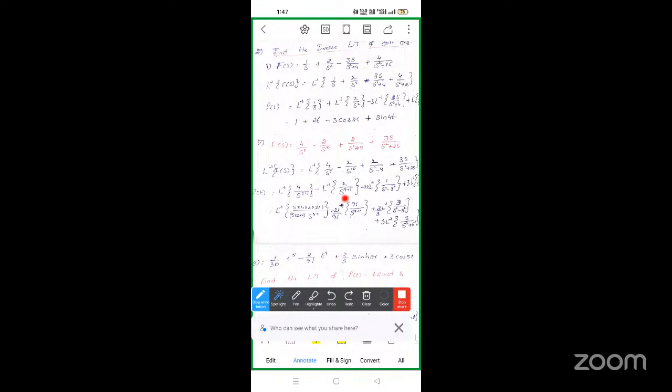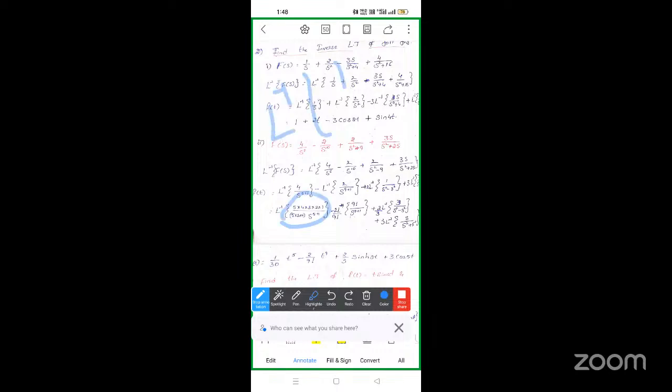Next, L inverse of 2 by s power 9 plus 1. So 2 is common, L inverse of 1 by s square minus 9 can be written as 3 square, plus 3 into L inverse of s by s square plus 5 square. Here direct formula, so we can apply direct formula.